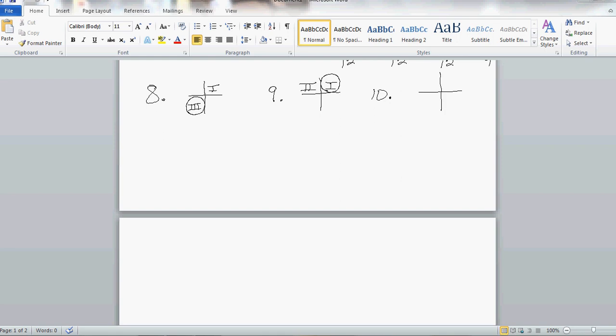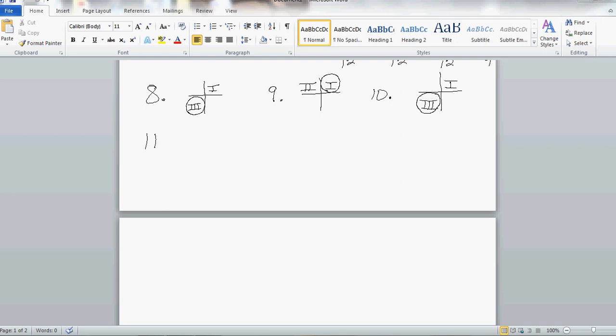Example number 10, the cotangent of theta is greater than 0. Cotangent of theta is positive, which means tangent needs to be positive. Tangent is positive only in quadrants 1 and 3. Then it says that the sine is less than 0, which means sine is negative, and therefore quadrant 3 is the quadrant that it is in.